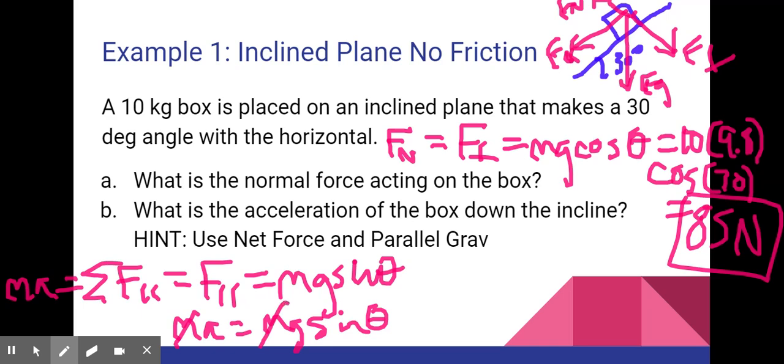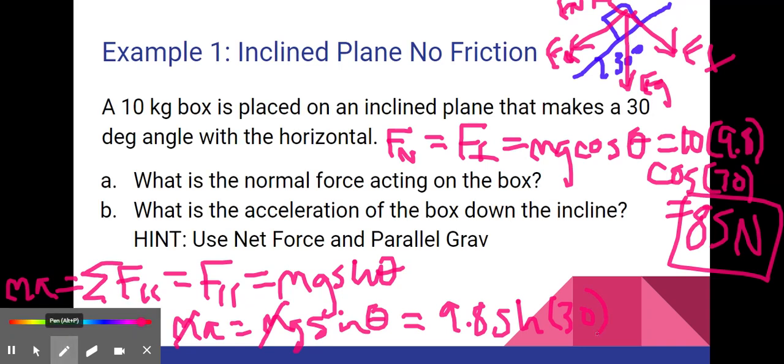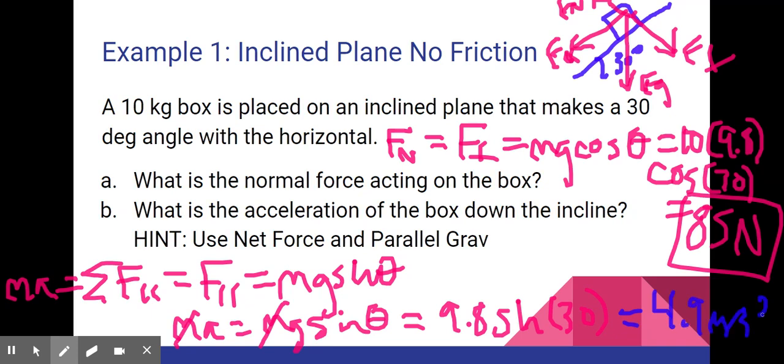Our m's cancel out, and now we can say that the acceleration is equal to the gravitational acceleration times the sine of theta. So that's 9.8 times sine of 30. And popping that into our calculator gets us 4.9 meters per second squared. So that's how you would find the acceleration for a box down an incline.